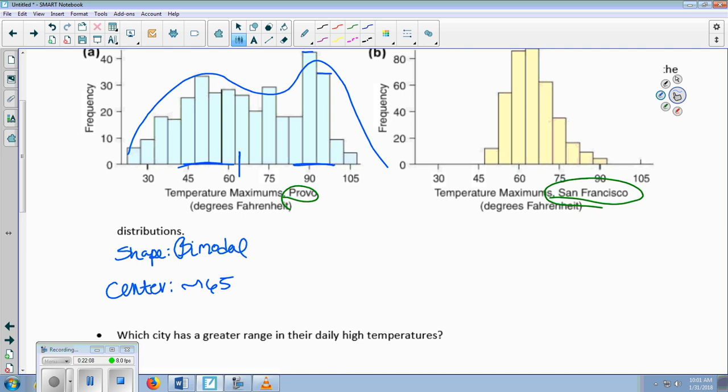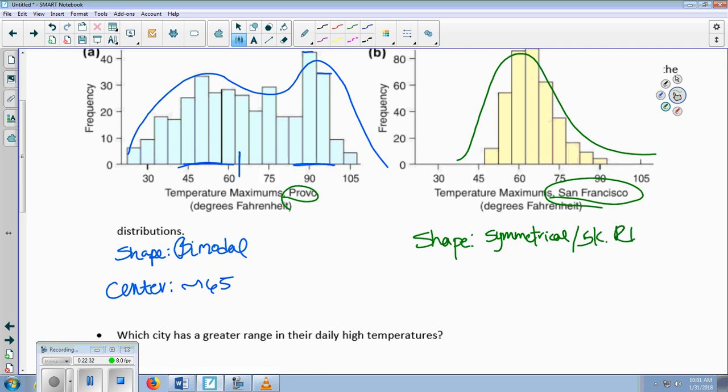Looking at San Francisco, if we were to describe the shape, again, you'll notice that shapes aren't always clear cut. Some people might think, oh, okay, this is kind of symmetrical. Others might say it's skewed a little to the right, or skewed right. And the center, the typical value, I would say again, it's probably in this area around 65-ish, maybe 65 to 70, so somewhere in there.